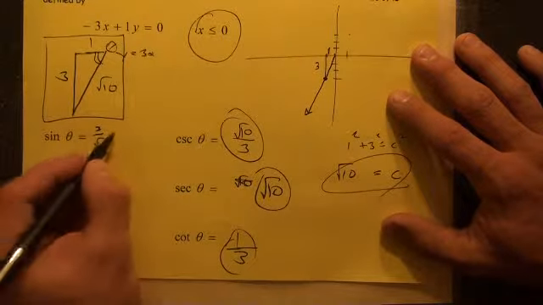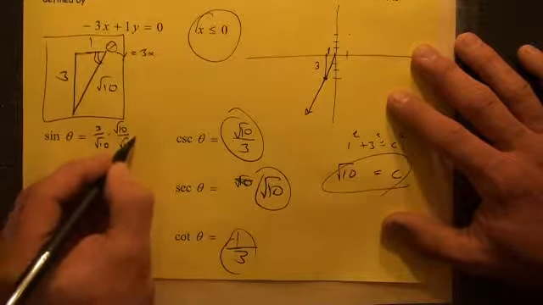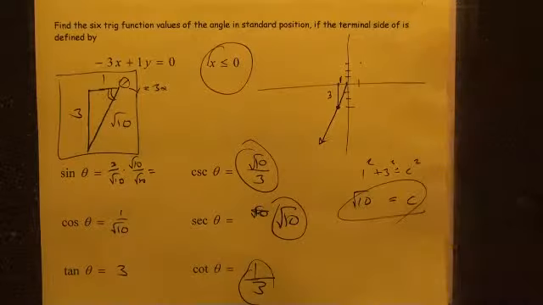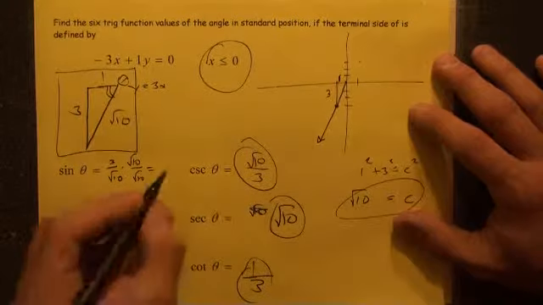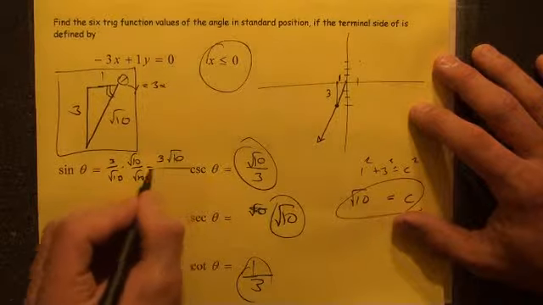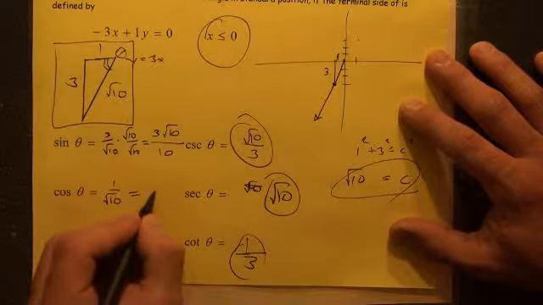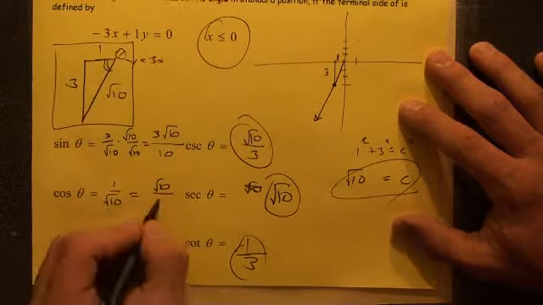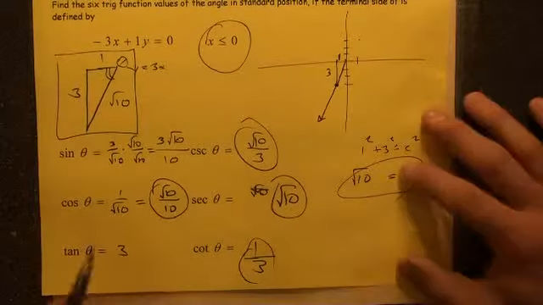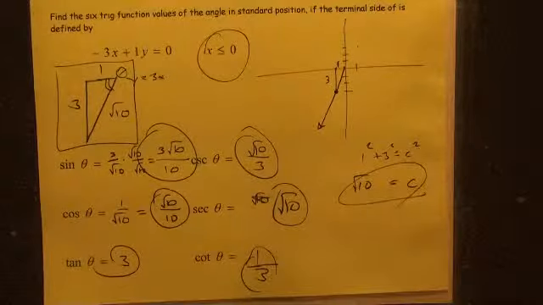Rationalize the denominator. Multiply by root 10 over itself. Make sure you check the video on simplifying radicals if you need to; that's on this blog. That gives 3 root 10 over 10, and this is simply equal to square root 10 over 10. So there are your six trigonometric function values.